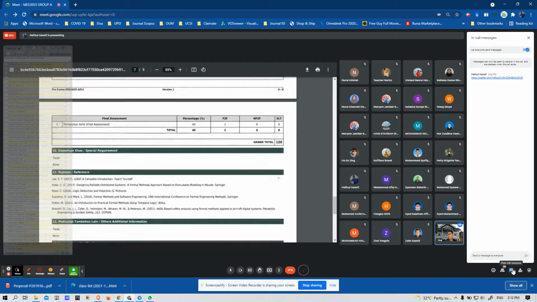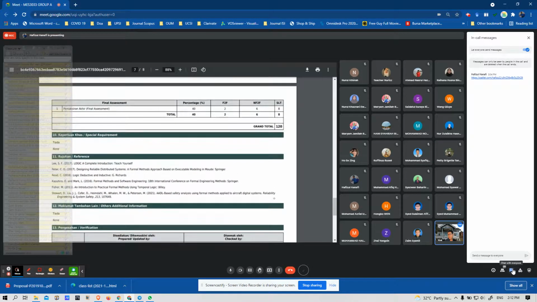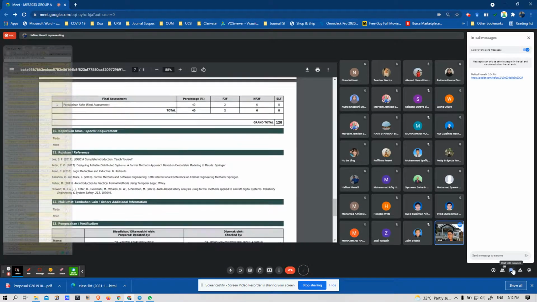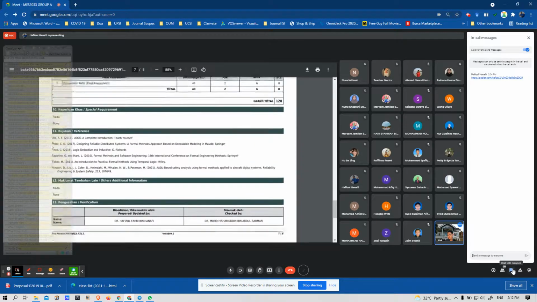Okay, and then this one is the references. Later I will include all the references in MyGuru and also in the Padlet.